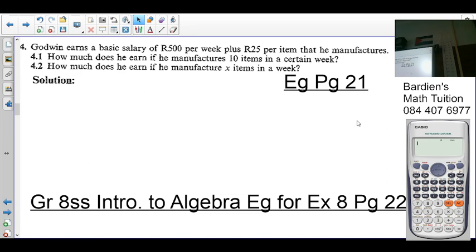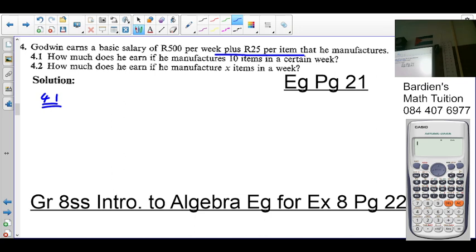How much does he earn if he manufactures 10 items in a certain week? What do you call this, where he gets a certain amount of money per item? We call that commission. So that gives the person the reason to work harder. When somebody earns commission, they try and work harder to sell or to make, so that they will earn more. And this is called the basic, of course.